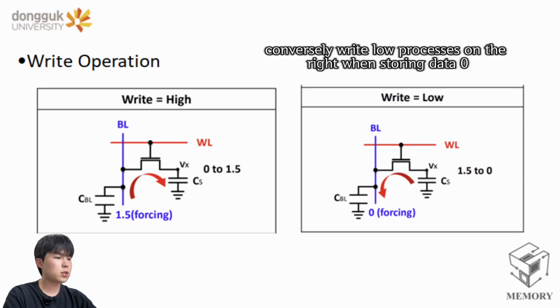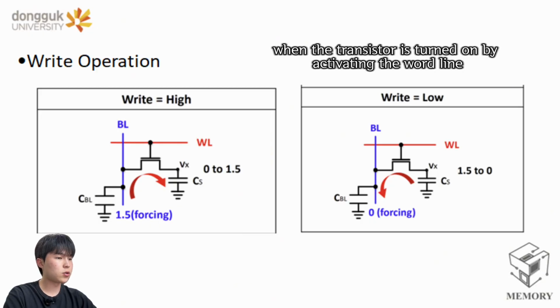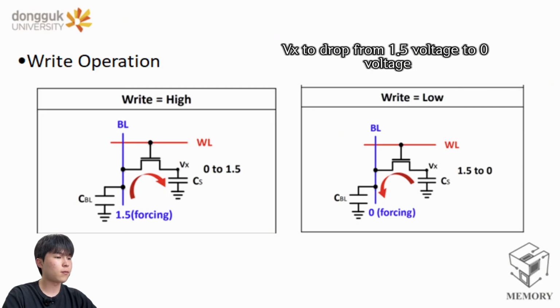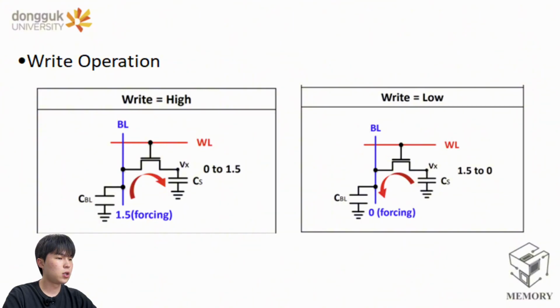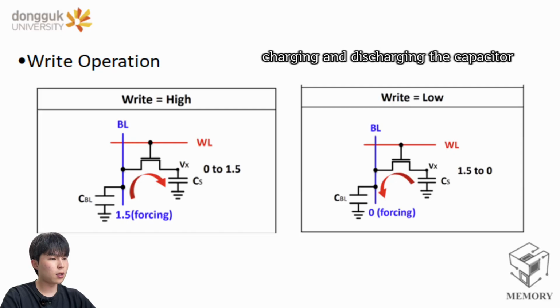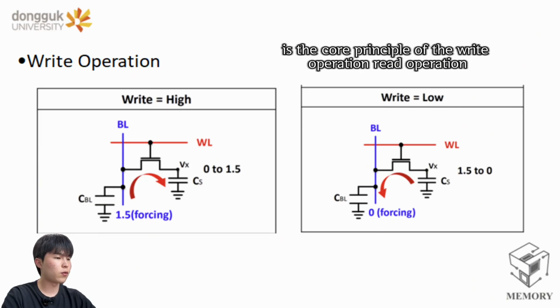Conversely, the write low process on the right is for storing data 0. 0 volts is applied to the bit line. When the transistor is turned on by activating the word line, the charges stored in the capacitor are discharged toward the bit line. This causes the node voltage Vx to drop from 1.5 volts to 0 volts, completing the low data writing. In conclusion, charging and discharging the capacitor according to the bit line voltage while the word line is active is the core principle of the write operation.